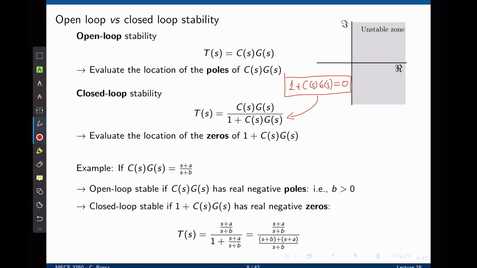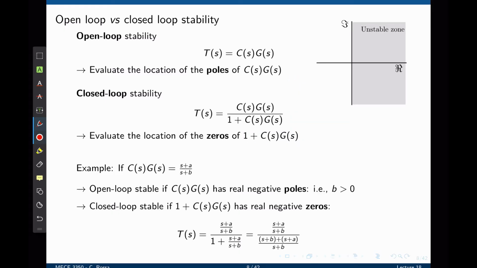So you can say that a condition for stability is that the poles of the closed loop transfer function are placed on the left side of the S-plane, or the equivalent statement would be that the zeros of the characteristic equation must be located on the left side of the S-plane. Notice that the zeros of 1 plus C times G are the poles of T of S, the poles of the closed loop transfer function.